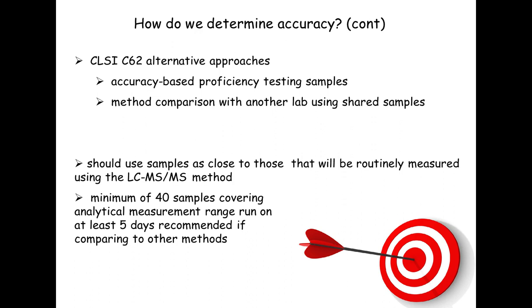So if you're going to run serum, use serum. If you're going to use plasma, use plasma. If urine, use urine. And obviously you want to do this for each analyte that you're measuring too. It's recommended that you use a minimum of 40 samples that cover the analytical measurement range of your method, and that these samples should be run on at least 5 different days if you're comparing to other methods.